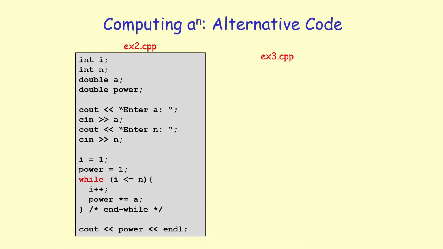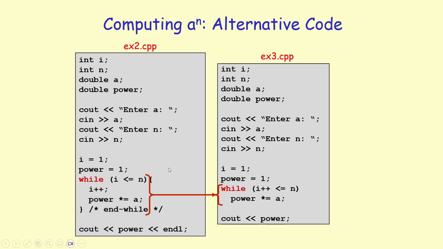We can actually write this code, the example 2, in a shorter way as follows. Observe that we are doing the comparison using the current value of I and comparing it to n, and then incrementing I inside the loop body. So we can actually combine these comparison and increment operations into one statement like this. We can say I plus plus less than or equal to n. So remember, this is the same thing.